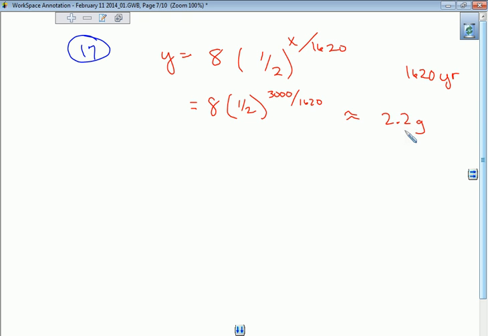Radioactive radium, yeah. Radioactive materials, their half-life is very large. Wait, so a half-life is how long it takes? How long it takes for half of the original amount of the substance to remain. So is there any way?